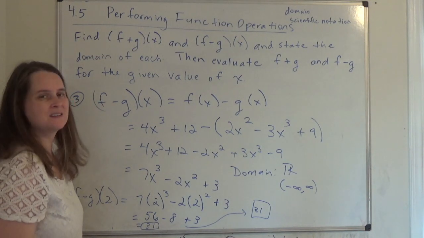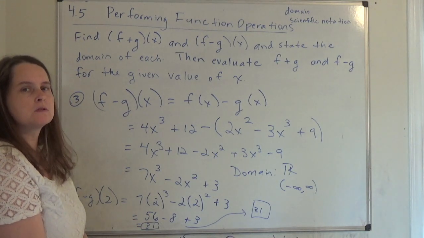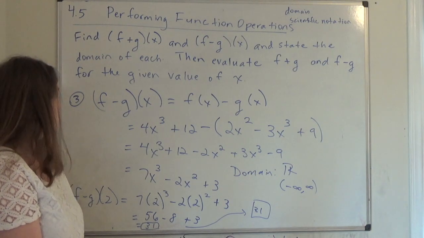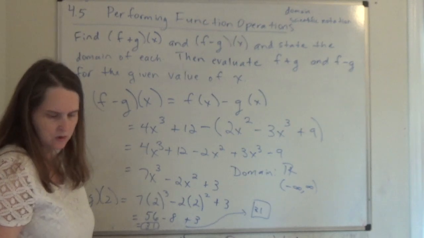Otherwise, it's just a matter of combining like terms, just adding the functions, subtracting the functions. Make sure that you remember to distribute the negative if your second function has more than one term. All right, let's look at the bottom of the page. Let's do number 5.